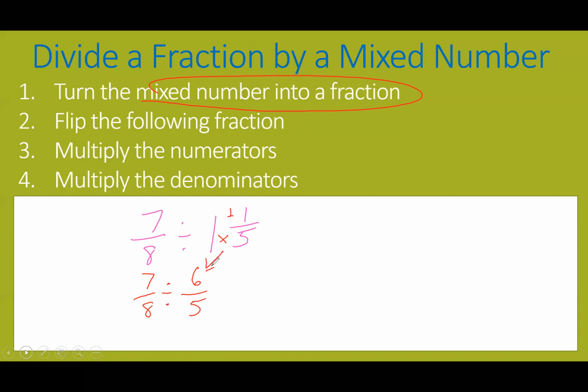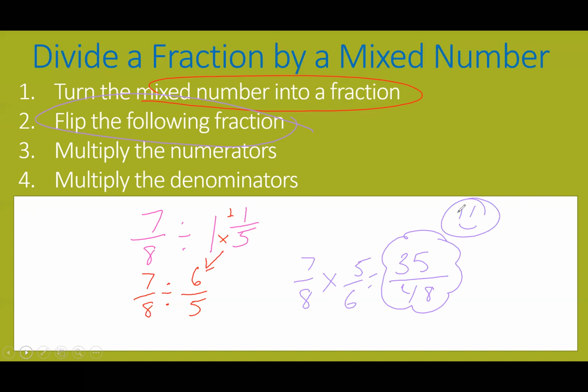But now I'm going to flip. 7/8 times 5/6. 7 times 5 is 35. And 8 times 6, 6 times 8 is 48. Because my brain will never tell me that 8 times 6 is 48. I have to do it backwards. 6 times 8 is 48. I don't know why, but that's what my brain does. So there's our answer for this page.